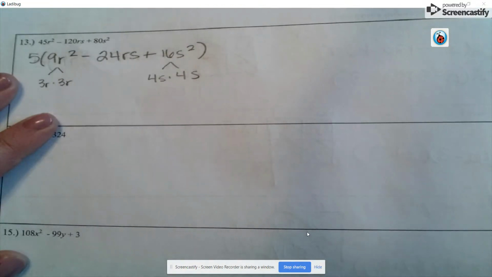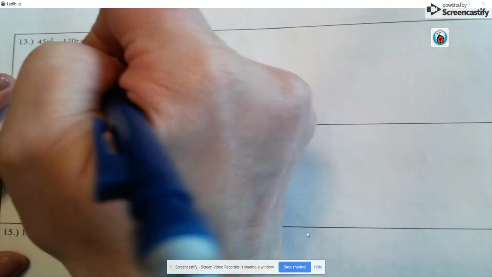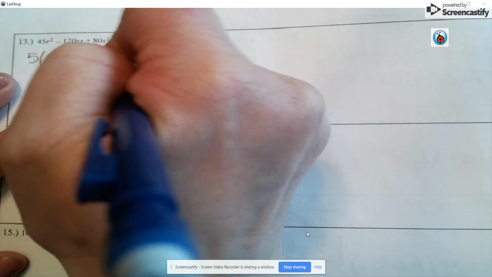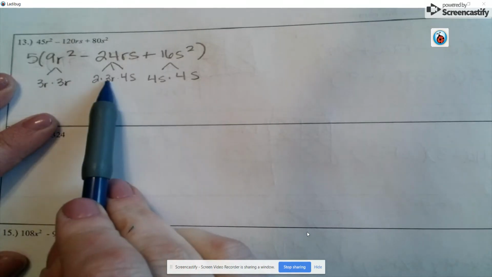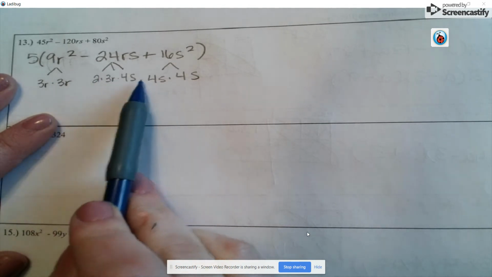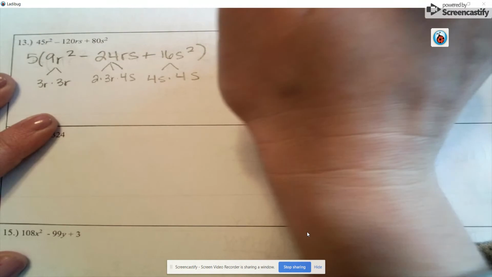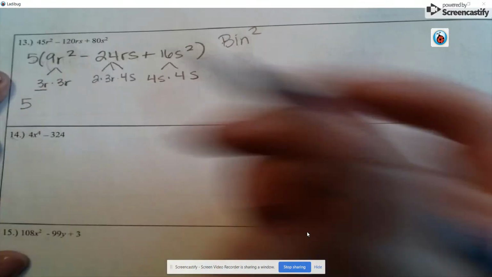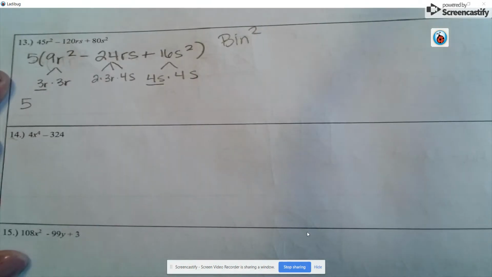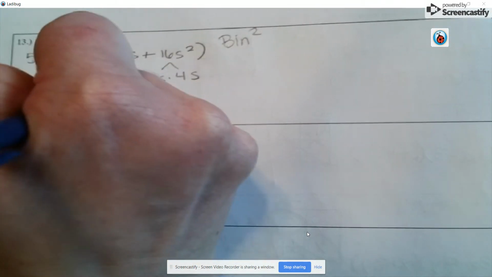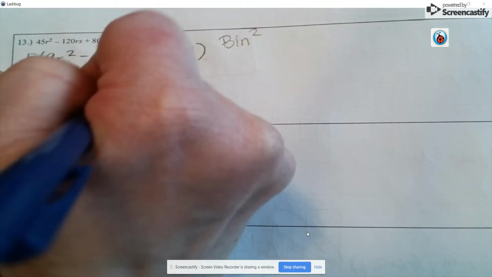And if this is a binomial squared problem, then the center one should be 2 times 3r times 4s, which in this case, 2 times, yep, that would work. Okay, so that means this is a binomial squared problem. So if I break it apart, I'm going to be using the a and the b. Since there's a minus sign, it'll be 3r minus 4s squared.